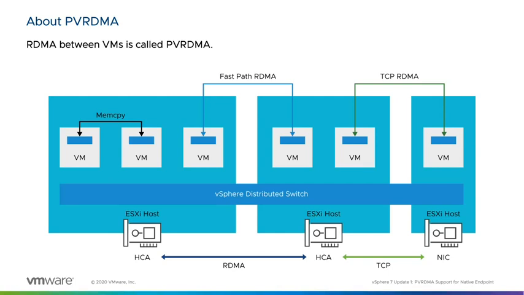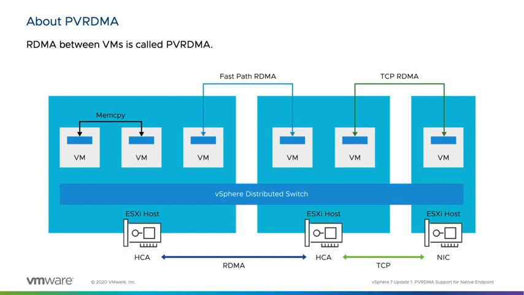PVRDMA has three transport modes that are selected automatically depending on the source and destination virtual machines. If both virtual machines reside on the same ESXi host, then a mem copy is performed between the two virtual machines, and the host channel adapter is not involved.